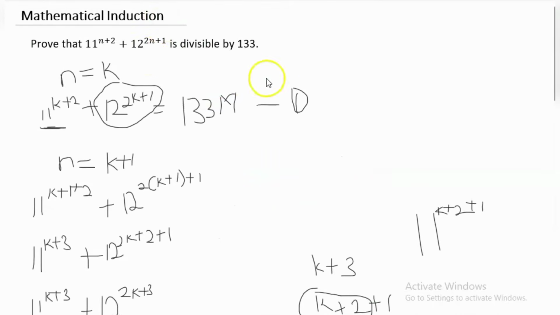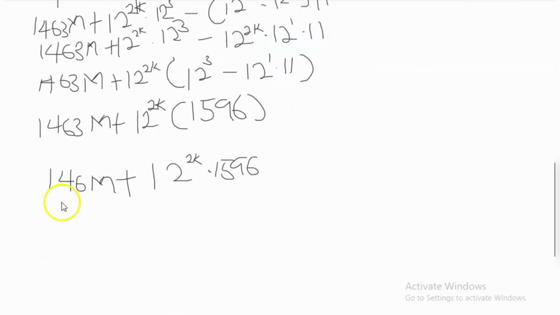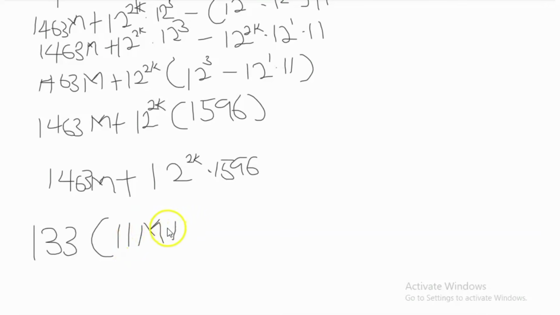So we can look at the question, and it says we need to prove that this is divisible by 133. So let's see if 133 can go in all of this. All right. So we put 133 outside. So let's see if we can go in this. This is 1463. So 1463 divided by 133 will be 11. So we can see that this one successfully goes. So we have 11m. Now let's see if 1596 can go in 133. And yes, it can. It gives us 12. So 12 to the power of 2k multiplied by just 12. Alright, so this is our answer.